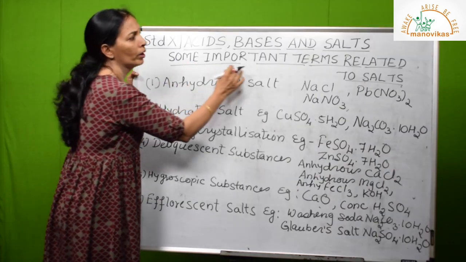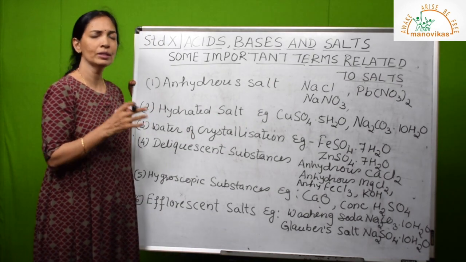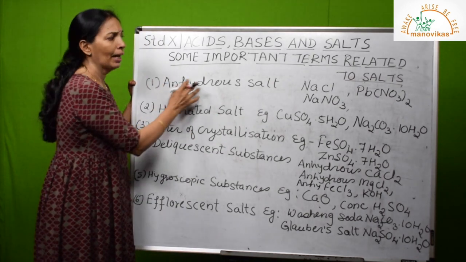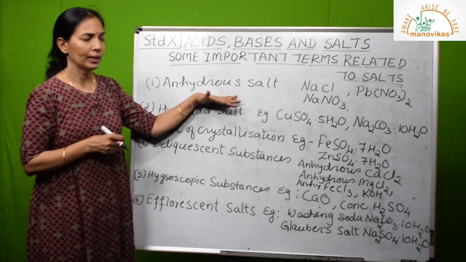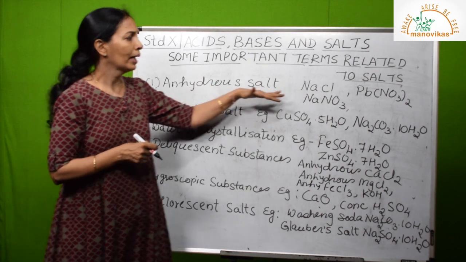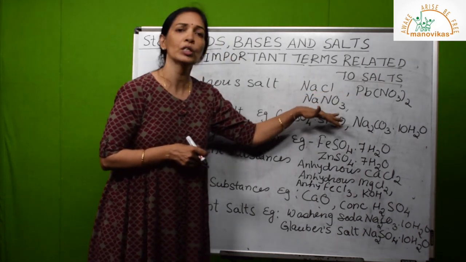Now we will see some important terms related to salts. This was already done in 9th standard, so it's just a revision. First, anhydrous salt. A salt that does not contain any water of crystallization is called an anhydrous salt, like NaCl, Pb(NO3)2 lead nitrate, NaNO3 sodium nitrate.